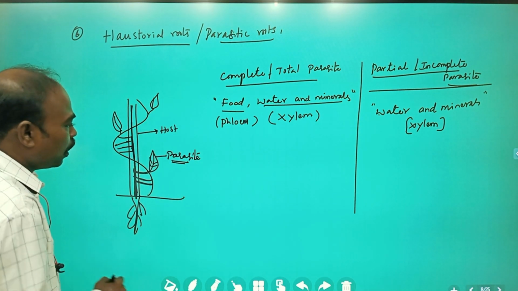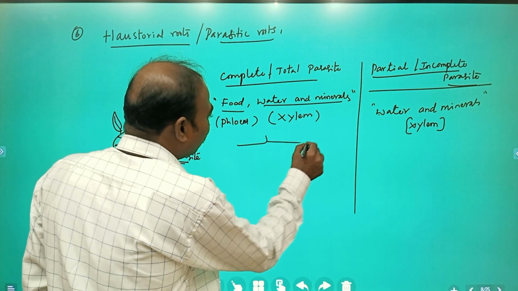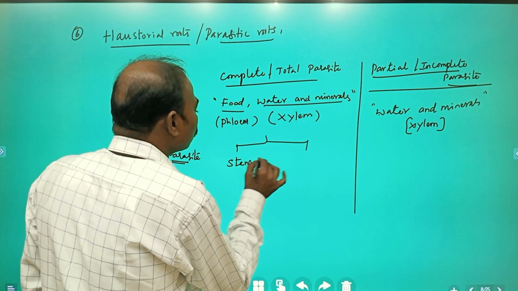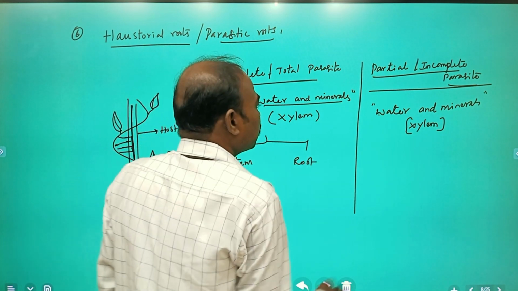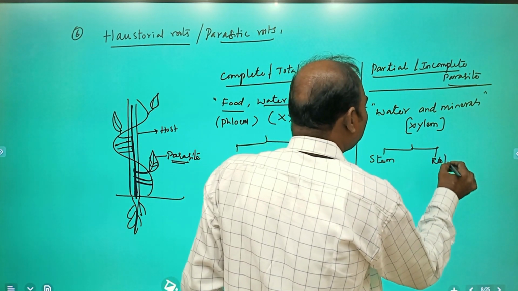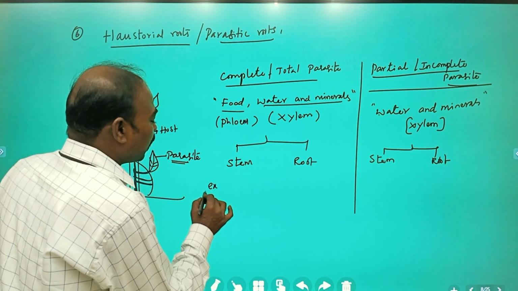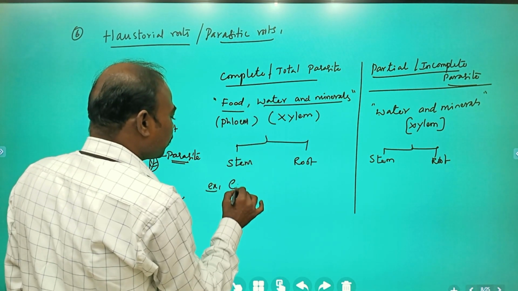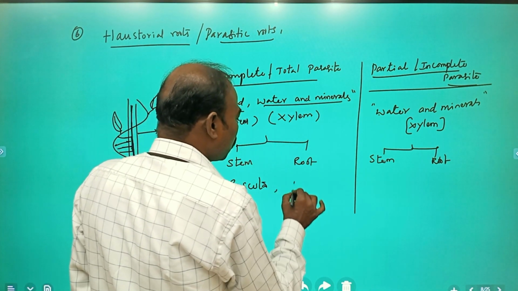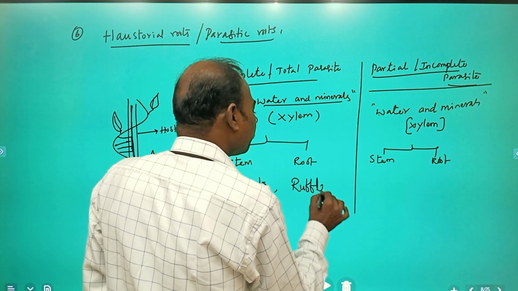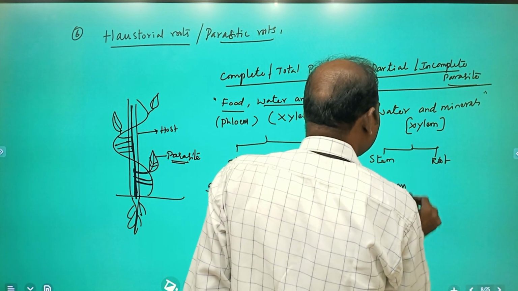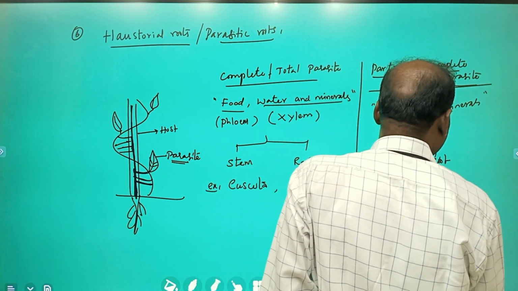The parasite absorbs food from the root or stem of the host. Based on that, complete stem parasites, complete root parasites, incomplete stem parasites, and incomplete root parasites are classified. One example given for complete stem parasite, Cuscuta; complete root parasite, Rafflesia; incomplete stem, Viscum; incomplete root, Striga.